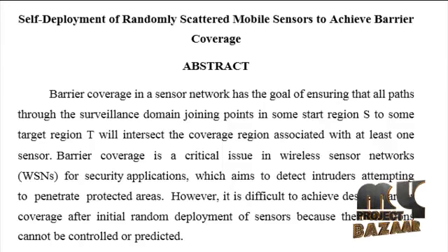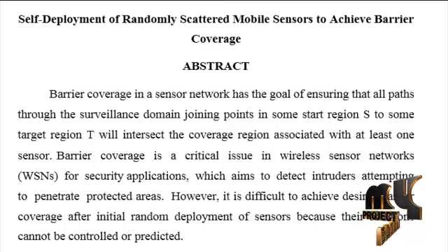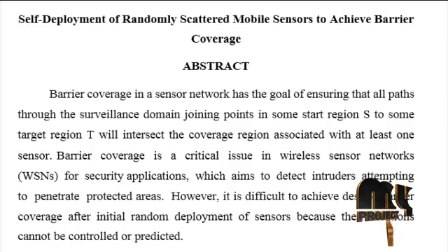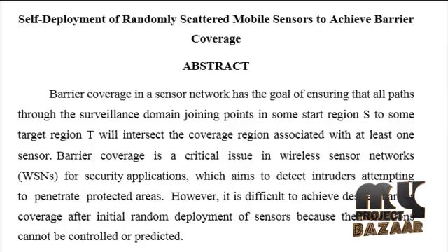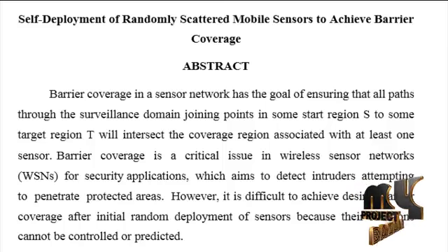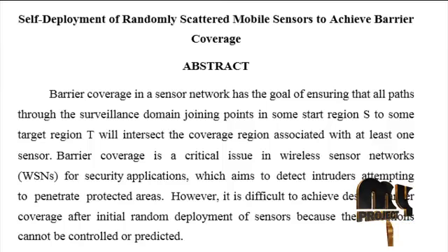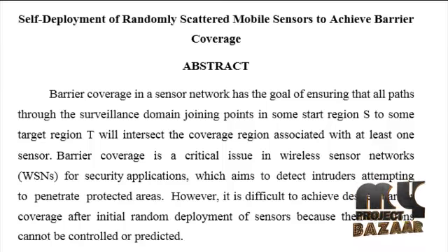Barrier coverage in a sensor network has the goal of ensuring that all paths through the surveillance domain joining points in some start region S to some target region T will intersect the coverage region associated with at least one sensor. Barrier coverage is a critical issue in wireless sensor networks for security applications, which aims to detect intruders attempting to penetrate protected areas. However, it is difficult to achieve desired barrier coverage after initial random deployment of sensors because their locations cannot be controlled or predicted.